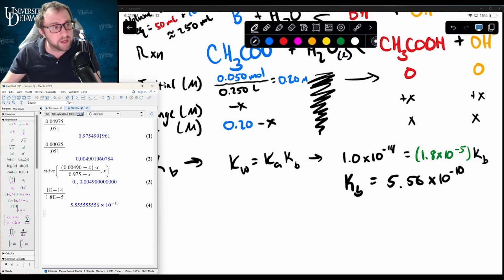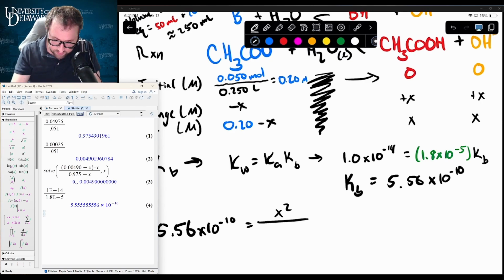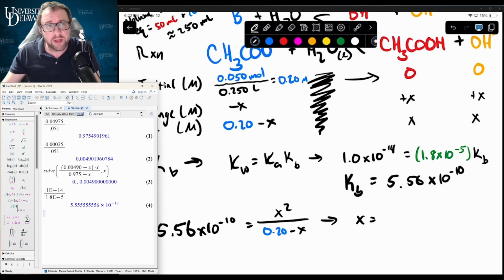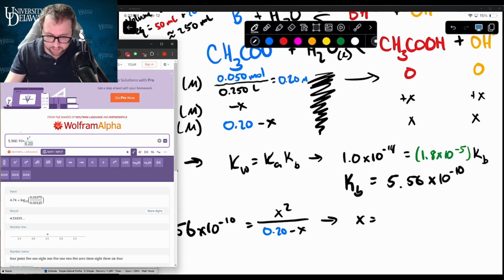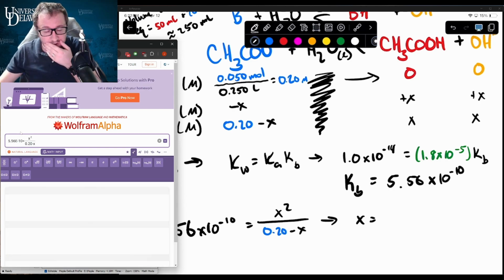So now we have a Kb value here. We can get a pKb from that if we needed it, but we don't. So we're good to go now. We're going to take our Kb, 5.56 times 10 to the minus 10, is equal to x squared over 0.20 minus x. We'll Wolfram Alpha that. And again, always check your PEMDAS. Be careful when you're inputting these if you're not used to typing in stuff. You don't want to accidentally put the fraction in your exponent or anything.